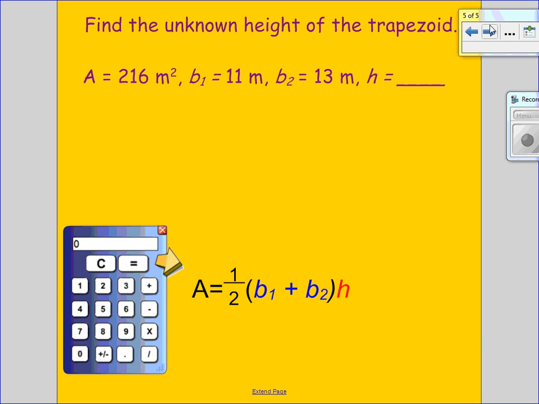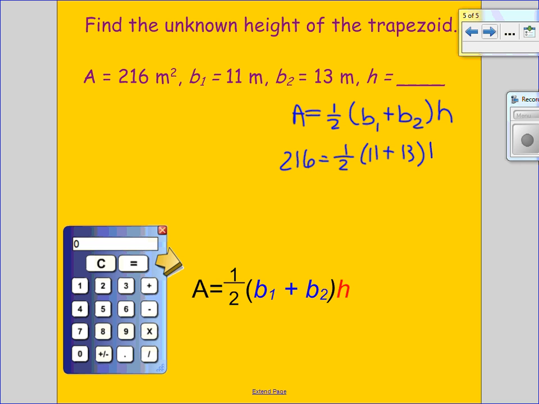Last problem, find the unknown height of the trapezoid. This is where the algebra comes in. They give us the area, but they don't give us the height. So area equals 1/2 B1 plus B2 times the height. Now I'll plug in for what you know. We know the area is 216. The half stays there. Base 1 is 11, base 2 is 13, and we don't know the height, so that's h.